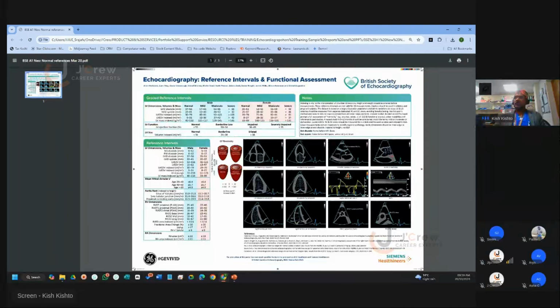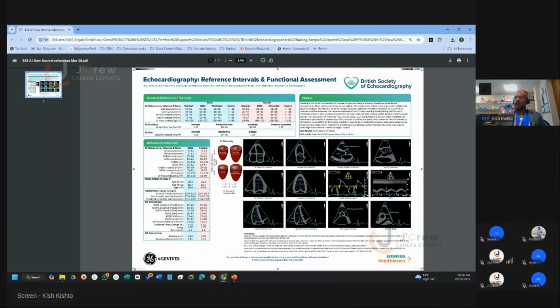And for LV function, from now we don't go mild, moderate, severe. So it's either normal, borderline, low normal, impaired, or severely impaired. Some places still use mild, moderate, severe. And for the LVESVi, again, less than 34 mL. So again, that's index, guys. Normal, and there is a borderline there, 34 to 38, and anything above 38 is dilated.